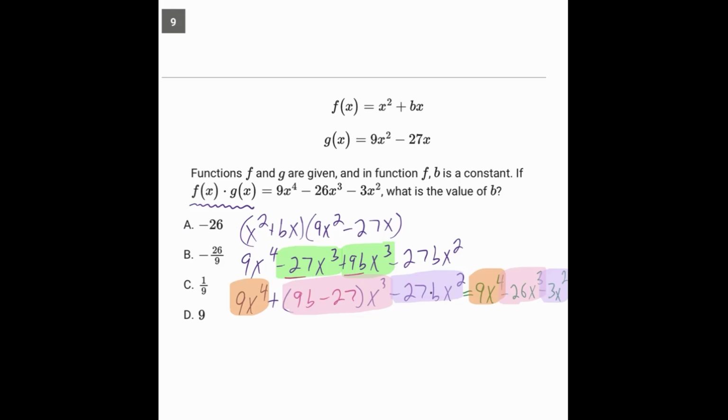The easiest one in this situation is the purple one. Negative 27bx squared equals negative 3x squared. I didn't write the x squareds because they both have them. So really what we're saying is you should set the coefficients equal to one another, the negative 27b and the negative 3. So now if we divide both sides by negative 27, then we'll have b equals 1 over 9, which matches answer choice C here.